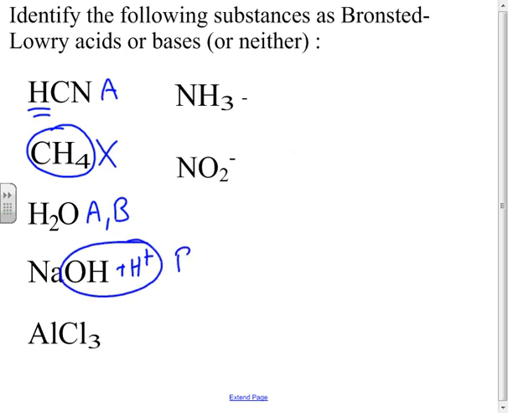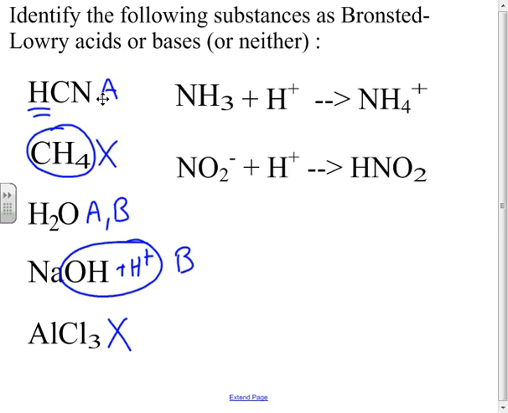Sodium hydroxide can accept a hydrogen ion to form water. Therefore, it is a Bronsted-Lowry base. Aluminum chloride is neither a Bronsted-Lowry acid nor a Bronsted-Lowry base. Our last two examples are Bronsted-Lowry bases because both of these can accept a hydrogen ion.